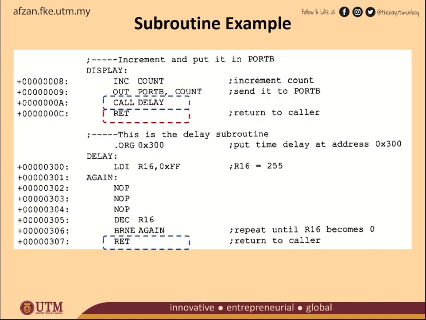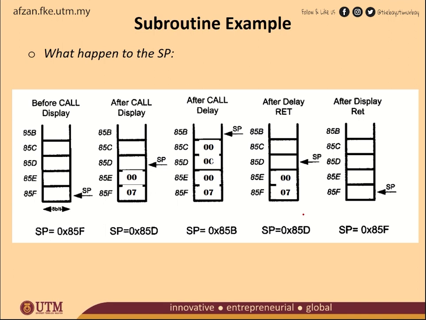Okay, so this is the subroutine example, and this is what happened in your subroutine. First you initialize your stack pointer. The stack pointer will be located at this address in your RAM. After the call display is executed, you store the address of the next instruction after the call display to your stack, and the stack pointer will be decremented by 2. Then another call instruction is executed, which is call delay. The next instruction after the call delay will be stored to your stack, which is 000C, and the stack pointer will decrement by 2.